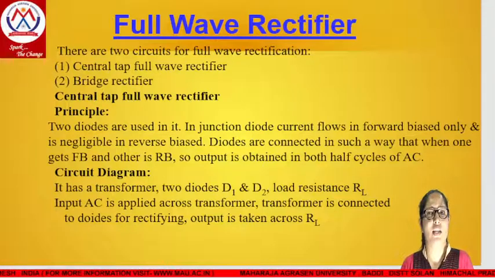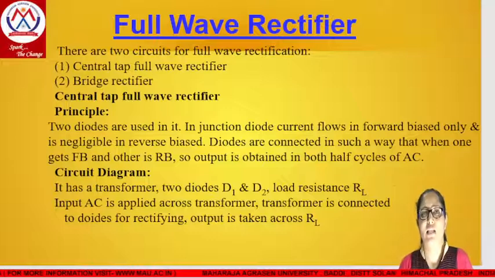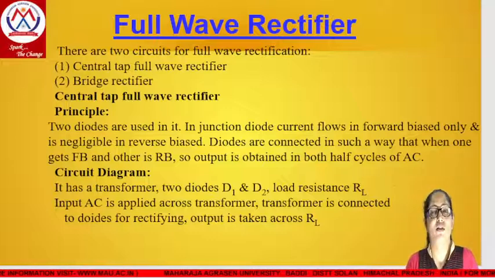In a junction diode, current flows only when it is forward biased and is negligible when it is reverse biased. So the diodes are conducted in such a way in the case of a full wave rectifier that when one diode gets forward biased, the other is reverse biased. So the output is obtained in case of both half cycles of AC. When we have the positive half cycle, one diode conducts and we get the current, and when we have the negative half cycle of the AC, the other diode conducts, and we get a continuous supply of DC in both the positive and negative half cycles of AC.